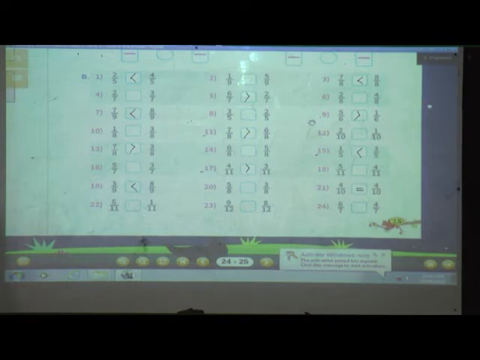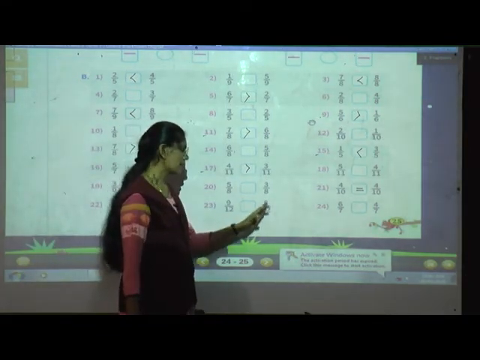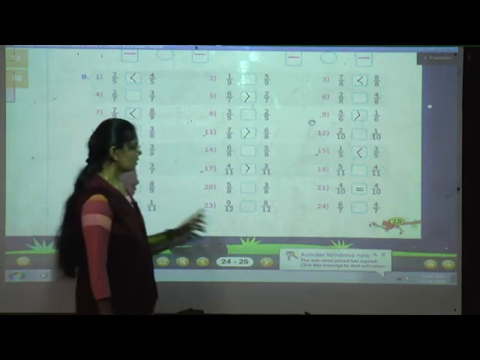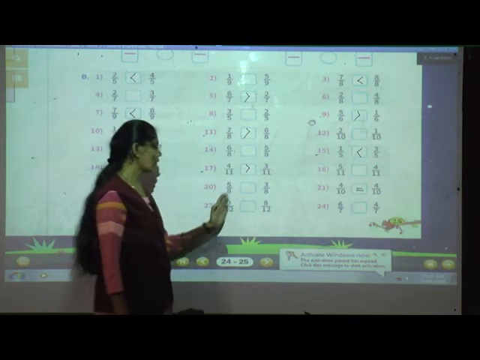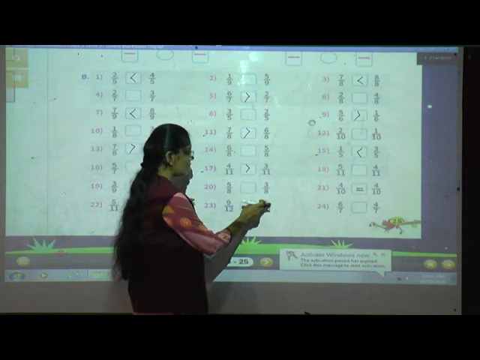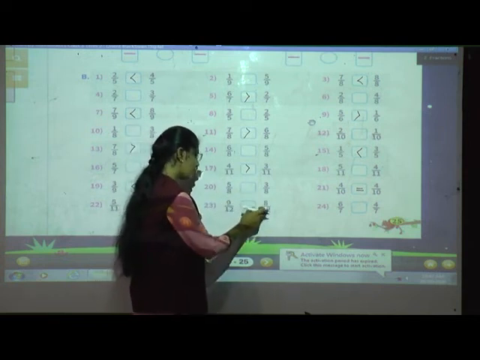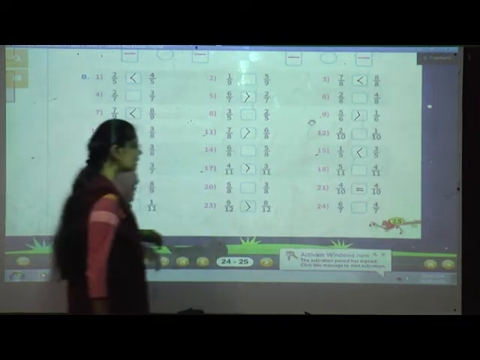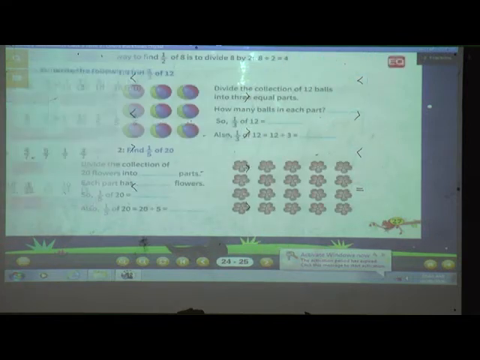Now we'll move to the next example, that is 9 by 12 and 8 by 12. Again the denominators are the same, so we have to compare only the numerator. Here 9 is there and in this fraction 8 is the numerator. So 9 is greater than 8. So 9 by 12 is greater than 8 by 12. Clear? Now we'll move to the next question. Turn the page.